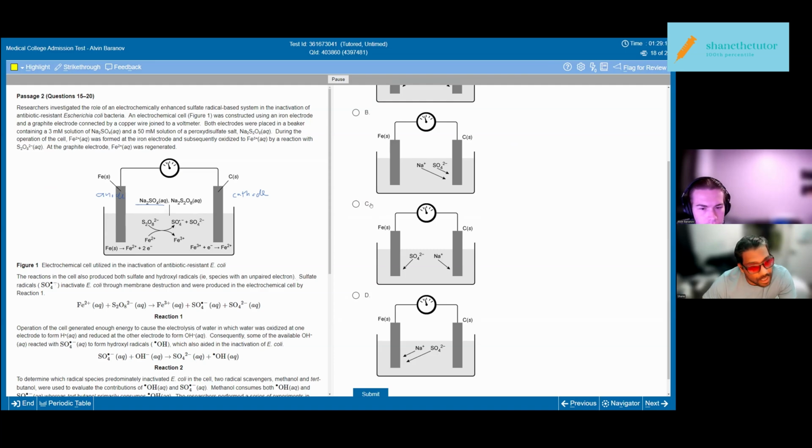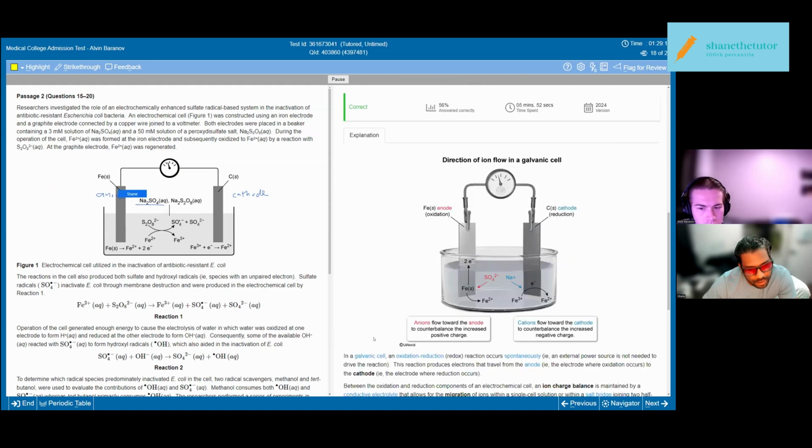So yeah, the iron one is where oxidation happens. It's the anode, which means it's losing electrons. So if it's losing electrons, it's going to turn into a positive value. So the negative anion is going to be attracted to that, and this side gains electrons. So the sodium positive ion will be drawn towards that. That's also what happens in a salt bridge.